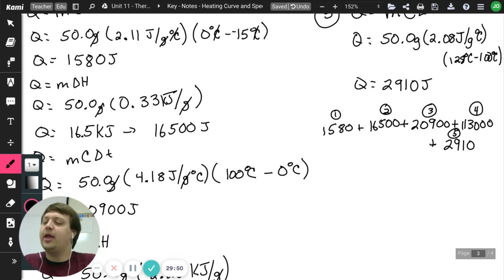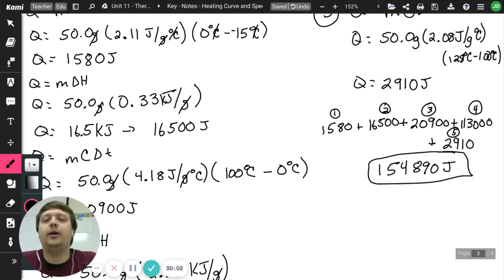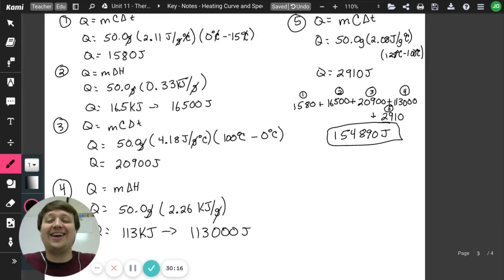Add all those together and I found 154,890 joules would be my final answer there for our energy. So basically 155,000 joules required to heat water from negative 15 degrees Celsius all the way up to 128 degrees Celsius. All right? And so, like I said, that is the most difficult way that you could see these heating curve problems with specific heat.